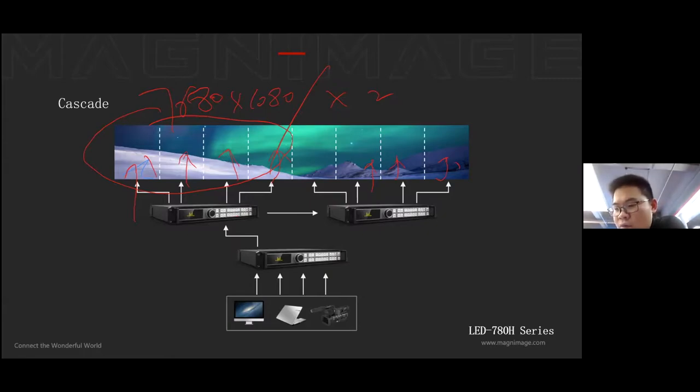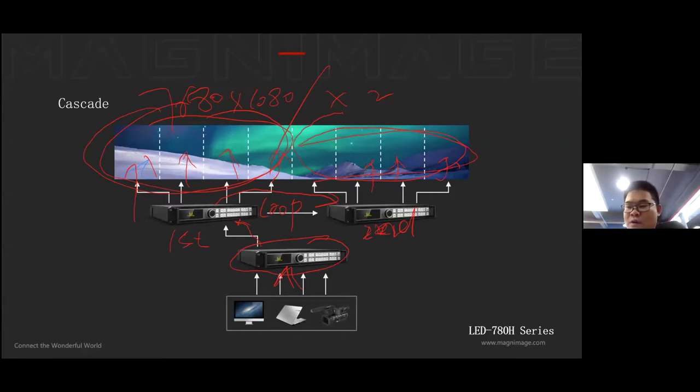For example, we have a DP input signal here, so we output to the first piece. Then we use the DP loop to the second piece. The first one connects to this part, and the second one's panel connects to this piece. Then we use this one as a controller to switch signals and different presets.